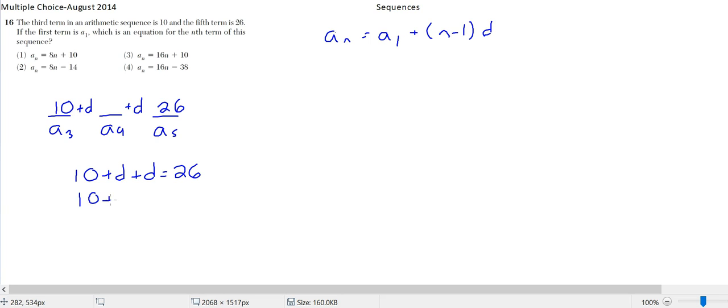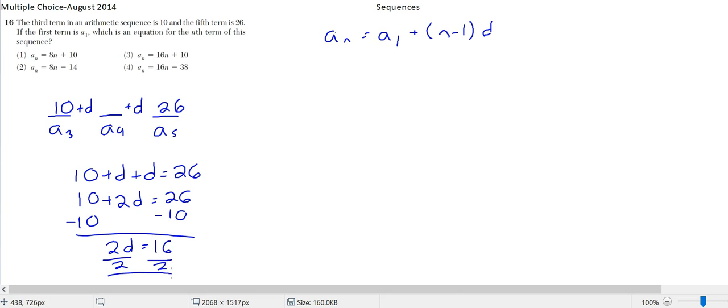So 10 plus 2d is equal to 26. And we just solve this like a regular linear equation. Subtract 10 from both sides. 2d is equal to 16. Divide by 2 and divide by 2. d is equal to 8. So our common difference, the amount that we're adding between each term, is 8.